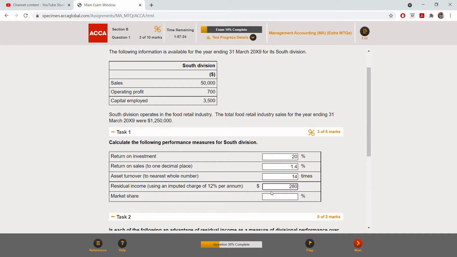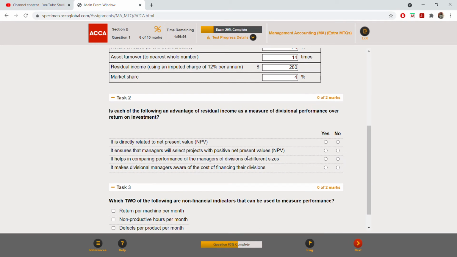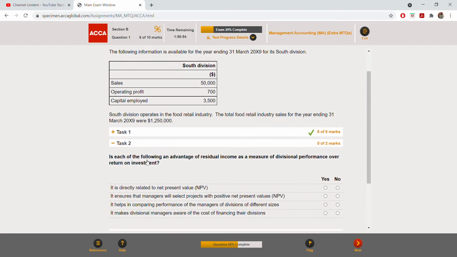Now coming to the market share. For management accounting, you have to be familiar with and know the formulas for lots of ratios. Market share is sales of South Division divided by total industry sales. Sales of South Division is 50,000, the total is 1250 thousand, so it is just 4%. Very little. Rather than scrolling up and down, you can close task 1 and just keep task 2 in front of you.